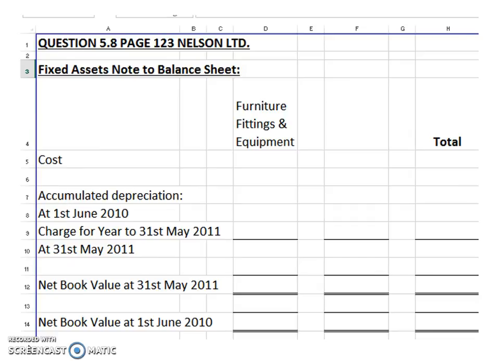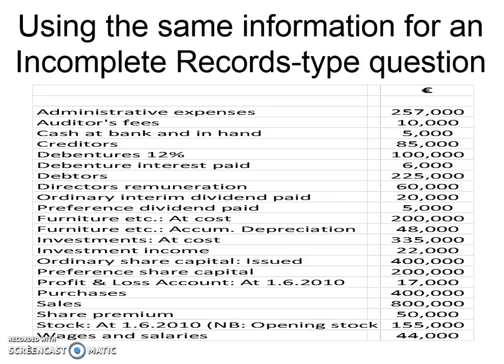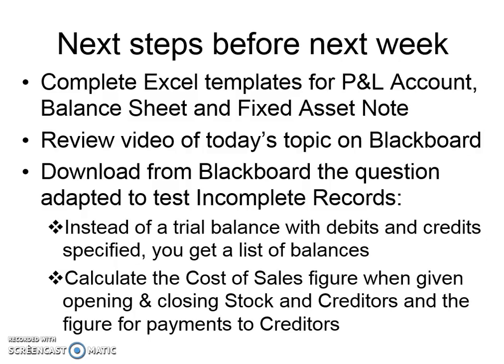So the next step would be to take a list of balances where they're not identified as being debits or credits. And when you have a bit of experience of doing these types of questions, you'll be able to identify what those items are and then put them into a trial balance format for debits and credits. Also, we're going to use this type of question as an exercise for incomplete records, where there's some information missing. For example, you have to calculate the cost of sales figure from some of the information, but not all of the information. So that's a brief introduction to what we covered on the 16th of June.